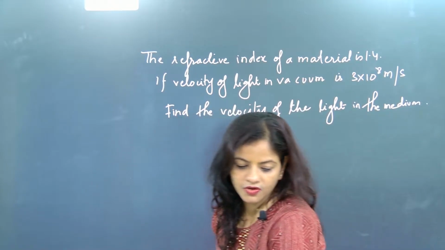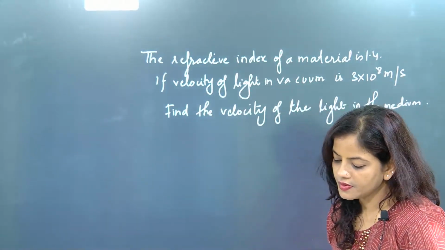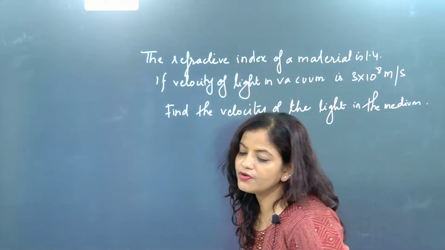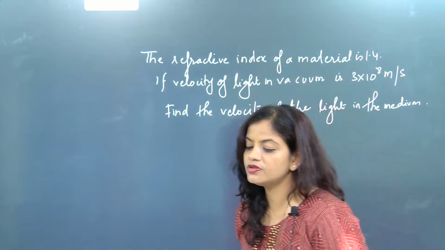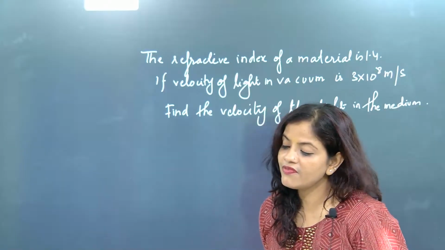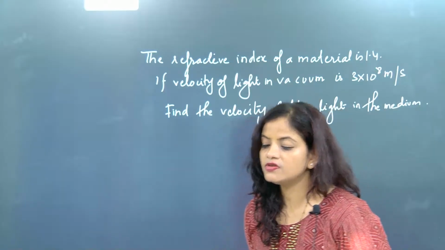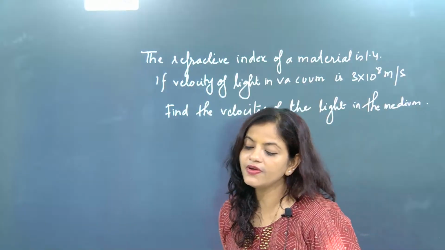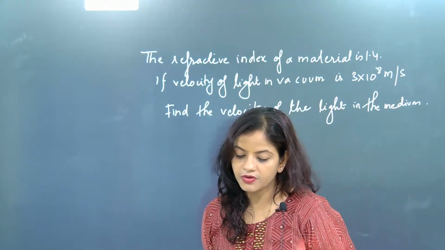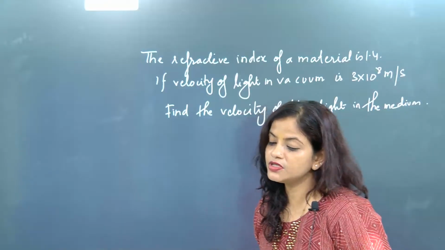Okay, let's solve this. What is the formula for this? What is the formula, beta? For this, we are writing a formula: velocity of light in vacuum by velocity of light in medium or material.